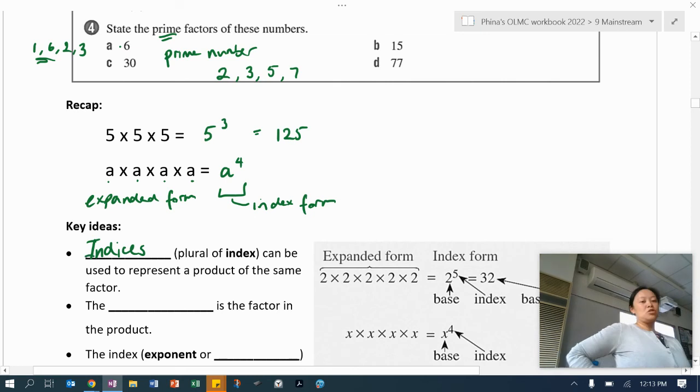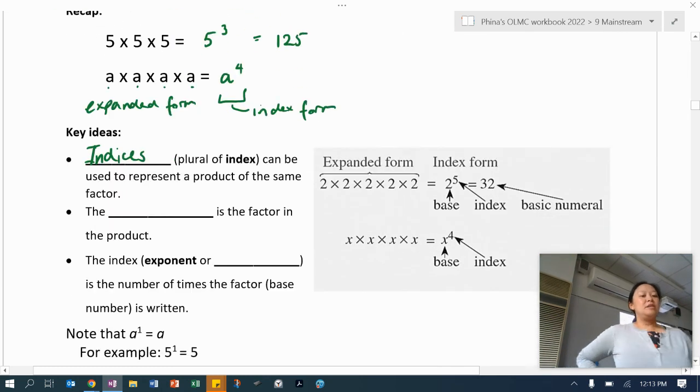So the little number at the top can be used to represent a product of the same factor. Then we say the base is the factor in the product. So the bottom number is the number that you're multiplying by. The index, or the other names that you might see, the exponent, or we can say more commonly the power. We say 5 to the power of 3. So that's the index, the number of times the factor is written.